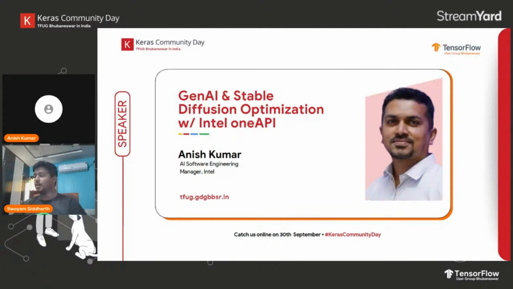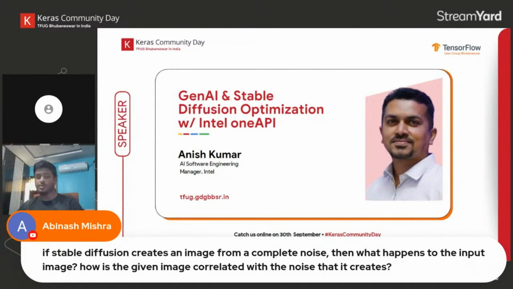We have the last two questions, Anish. One is from Avinash Mishra. If stable diffusion creates an image from complete noise, then what happens to the input image? How is the given image correlated with the noise that it creates?